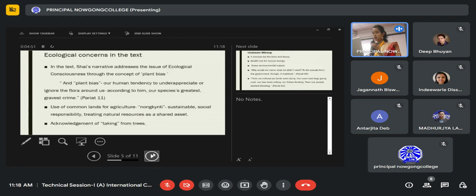The ecological concerns in the text. Shai's narrative addresses the issue of ecological consciousness. Now, what is ecological consciousness? It is the awareness of our relationship with our environment or with nature. And here we see the word plant bias that comes up in the text. It is the human tendency to underappreciate or ignore the flora around us. So basically, plant bias is aimed to be solved through ecological consciousness.